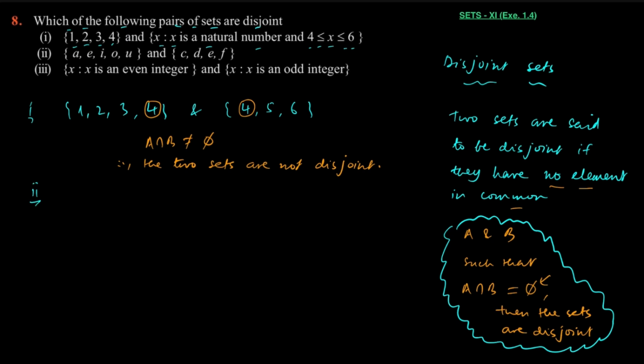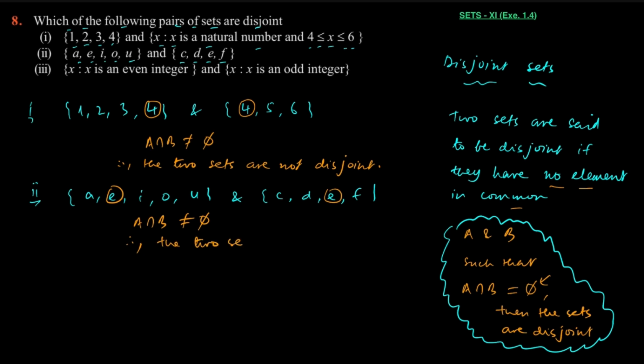Part number second. We have a set containing elements A, E, I, O, U and another set containing elements C, D, E, and F. So our first set having elements as A, E, I, O, U and second set containing elements C, D, E, and F. Here once again one can observe that E is the common element. So A intersection B is not again an empty set. Therefore, the given two sets are not disjoint.